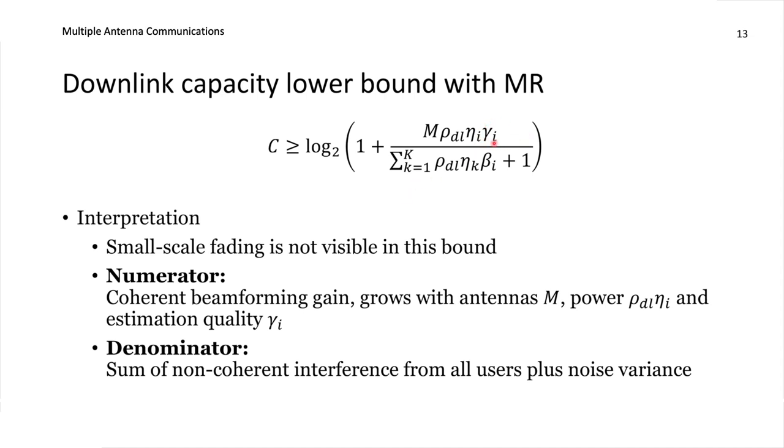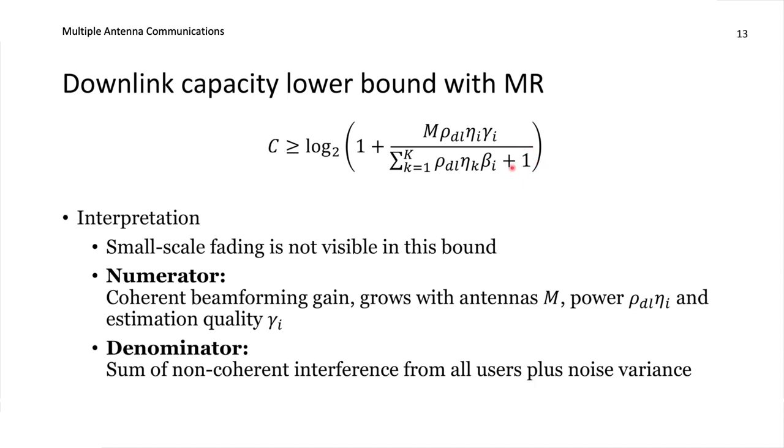So it's not beta I that's showing up here, but the estimation quality, because our beamforming is not better than the estimate is. Then in the denominator, we have a summation over the interference related to all of the different users. So we have the power that was allocated to user K, and then we have beta I, which is the channel gain to user I. So not user K that is meant to get the signal, but the receiving user I that we are considering. And then we have a 1 here representing the noise variance.